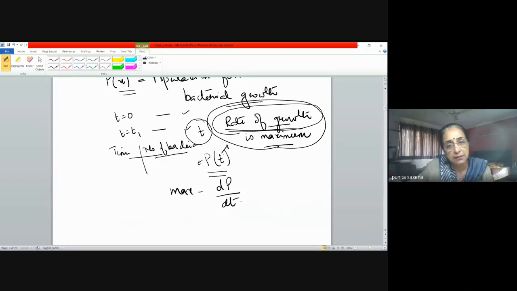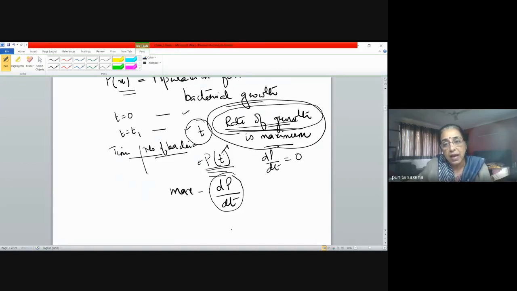by dt, not P. Are you getting the point? Because if I maximize P, that means I'll find dP by dt, equate that to 0, find the critical numbers, convert them to critical points, and do whatever we have been doing. But then that will give me the time at which P is maximum. But what I need is the time at which the rate of growth of P is maximum.